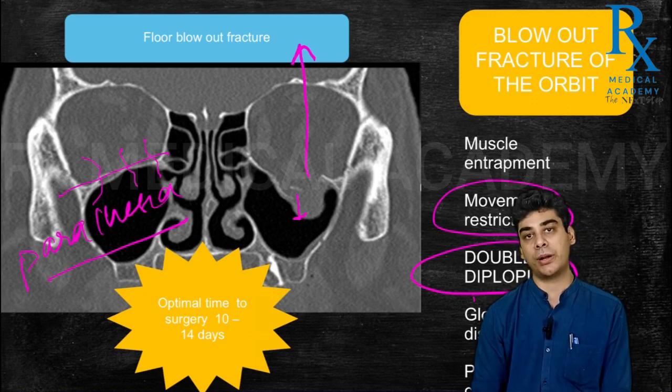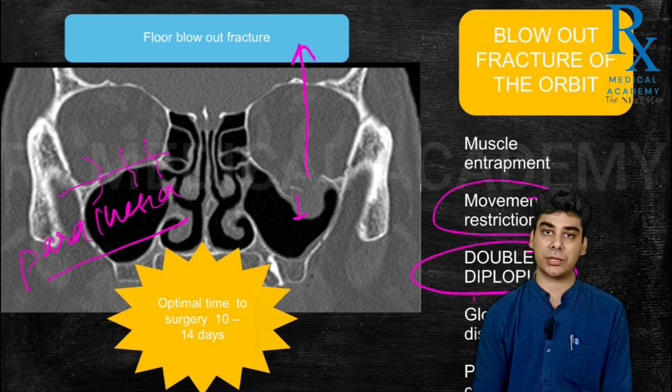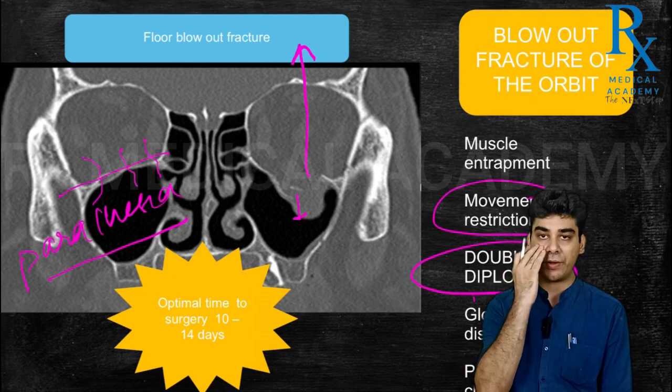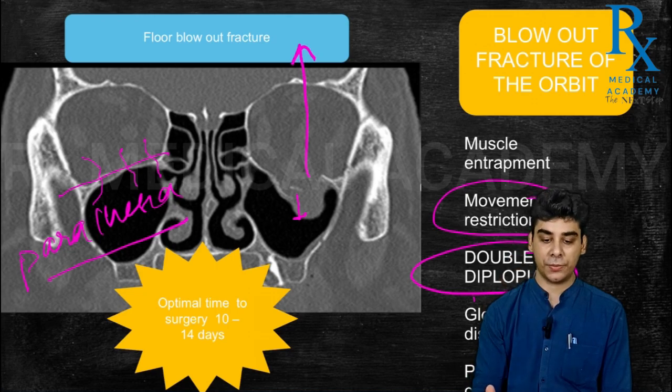So anytime you have an orbital floor fracture, blowout fracture, patients will present with periorbital edema, periorbital ecchymosis, discontinuity on palpation of the lid margin. You can even have crepitus because of emphysema over here in the subcutaneous tissue and paresthesia over your cheekbone. Not to forget double diplopia also because of entrapment of muscle.